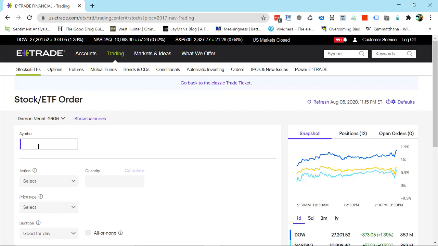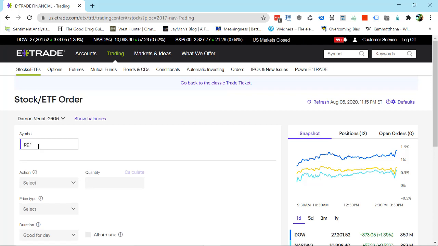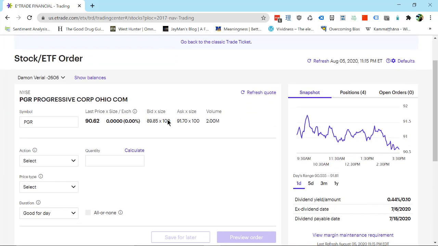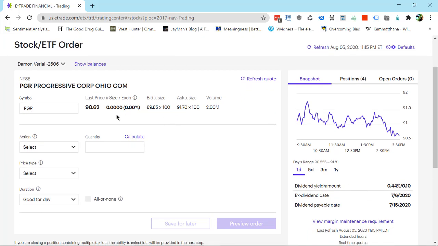Now, first thing you want to enter is the ticker of the stock you want to buy. I'm going to buy Progressive because I'm a Progressive SJW and I believe Biden's going to make anime real. So I'm going to buy this stock. This is just an example actually. I'm not going to actually buy this.